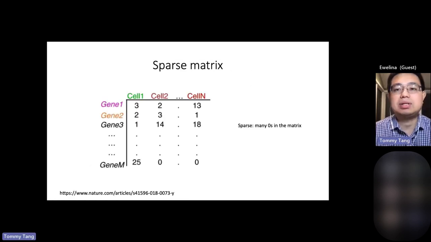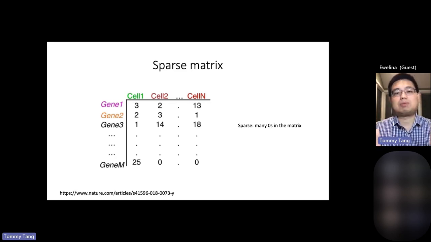So the end result you get from quantification is a gene by cell count matrix, right? The rows are genes, and the columns are the cells. And the single cell count matrix is sparse, meaning there are many zeros in it. While the proportion of zeros in bulk RNA-seq data is usually 10 to 40%, this proportion can be as high as 90% in single-cell RNA-seq data. And that causes some challenges when analyzing single-cell data.